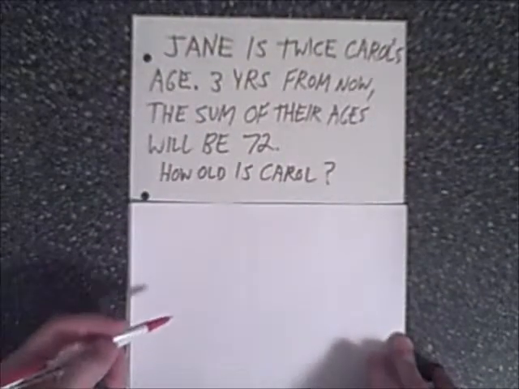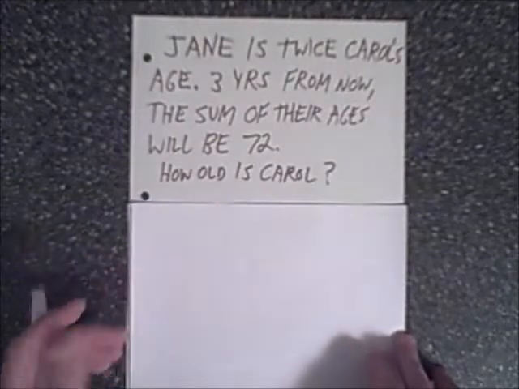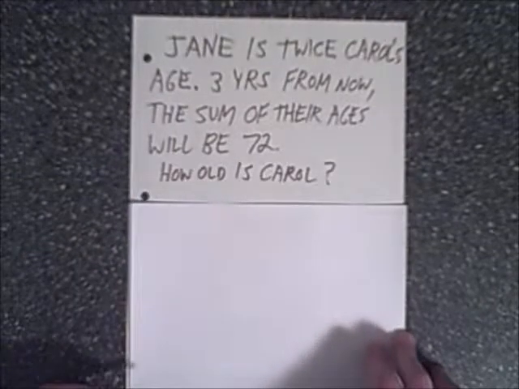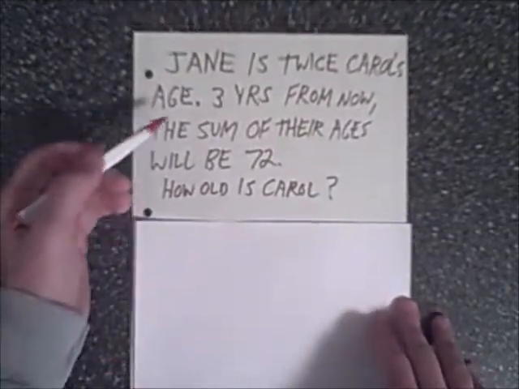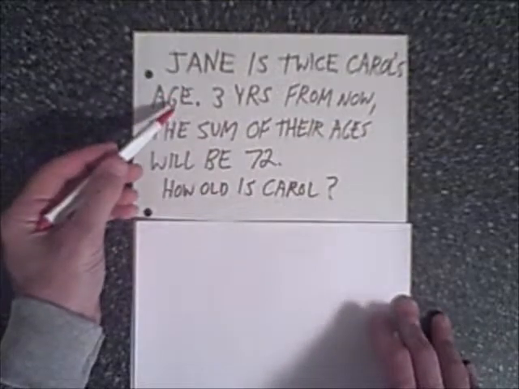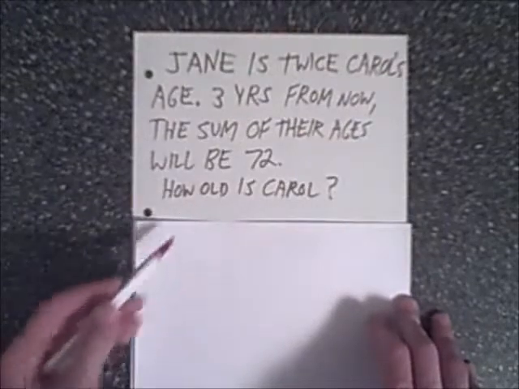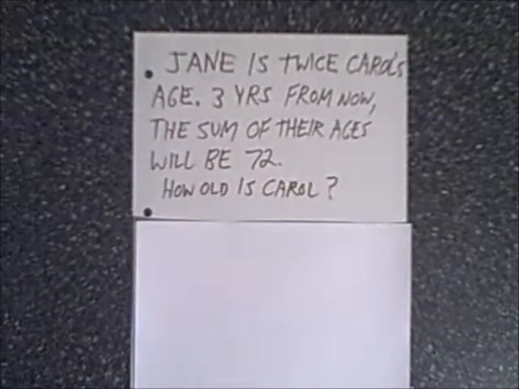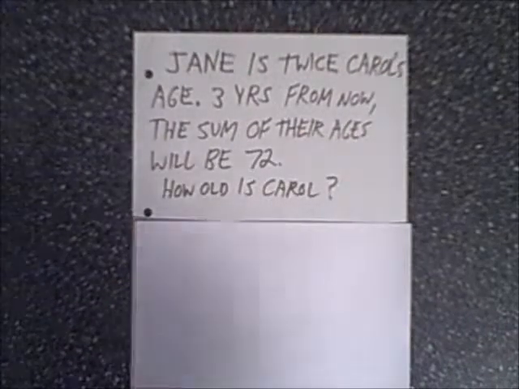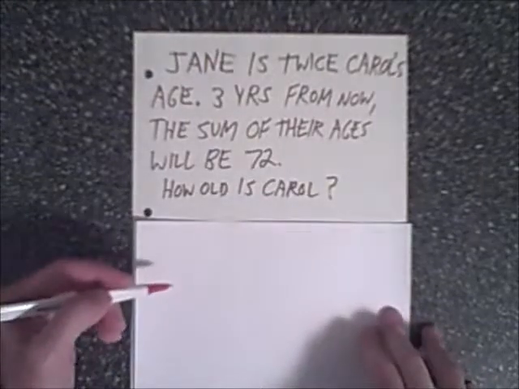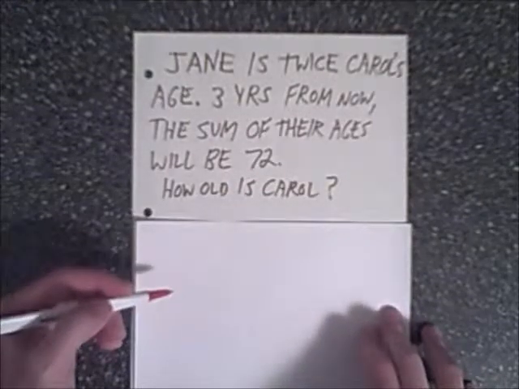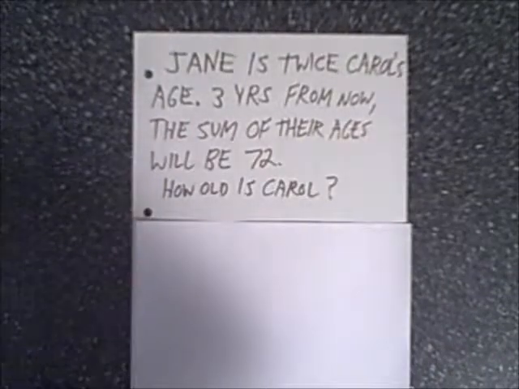Okay, the third problem in this video, which is also another age problem. Let's take a look at this. Jane is twice Carol's age. 3 years from now, the sum of their ages will be 72. How old is Carol? So this is similar to the other one. Again, we have a blank piece of paper, so we're going to start filling it up with some variables and relations using algebra equations.